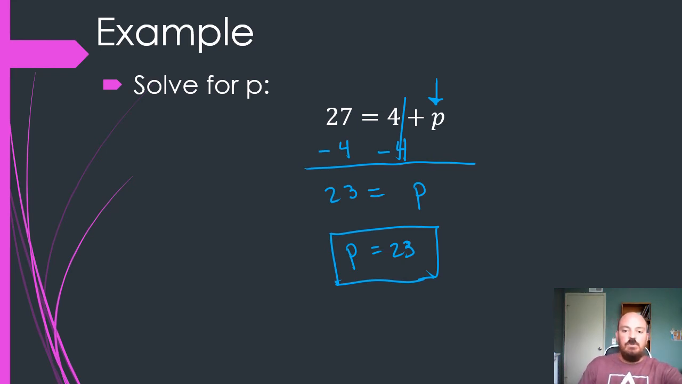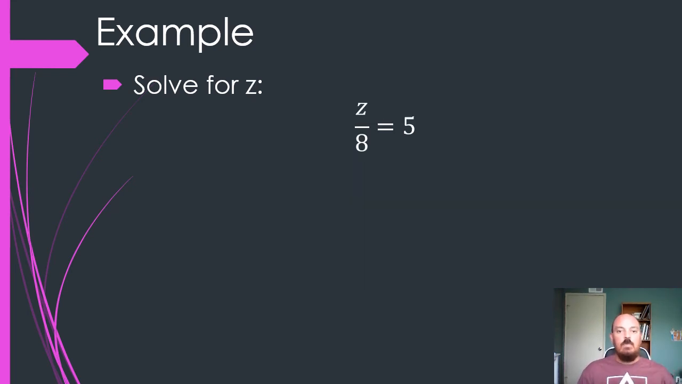Let's do one last example here. This time we'll solve for z, and we have z over 8 equals 5. So remember, fractions mean divide. Z over 8 means z divided by 8. So if I want to isolate this z right here, which I do, to cancel out a divided by 8, I want to use times 8. I want to use multiply. So in order to cancel that out, I'm going to multiply it by 8.